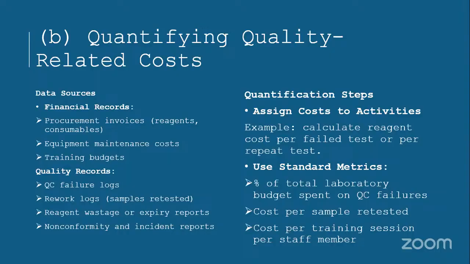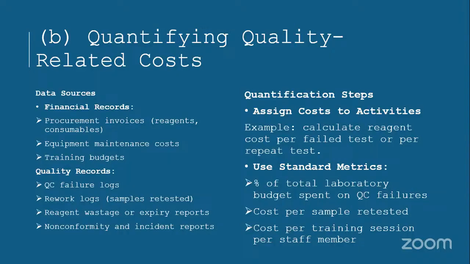Look at, for example, equipment maintenance costs. Because when service engineers visit, they create service invoices. Look at it. How much does it cost for PPM for your hematology analyzer per year? Document it somewhere. Look at the training budgets from the finance department. How much was allocated to staff training? Put it aside. Go to quality records.